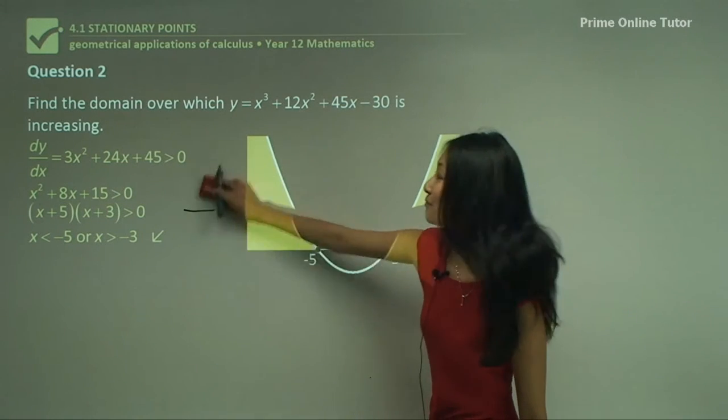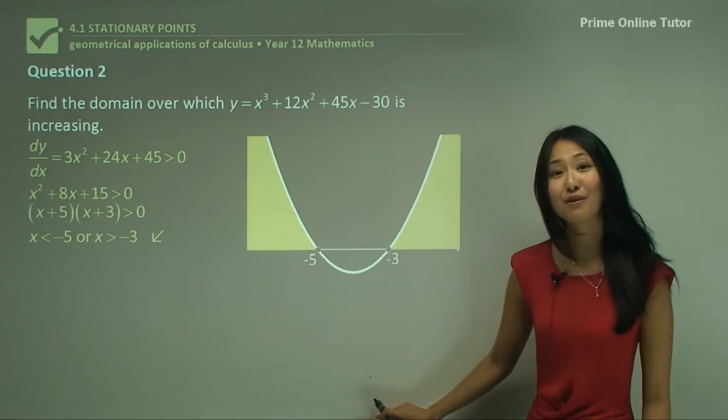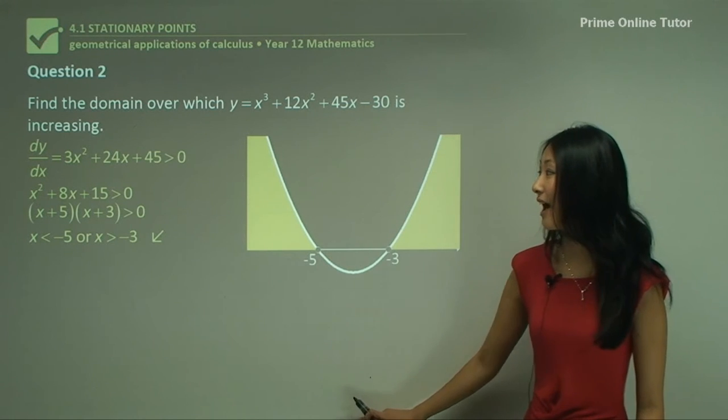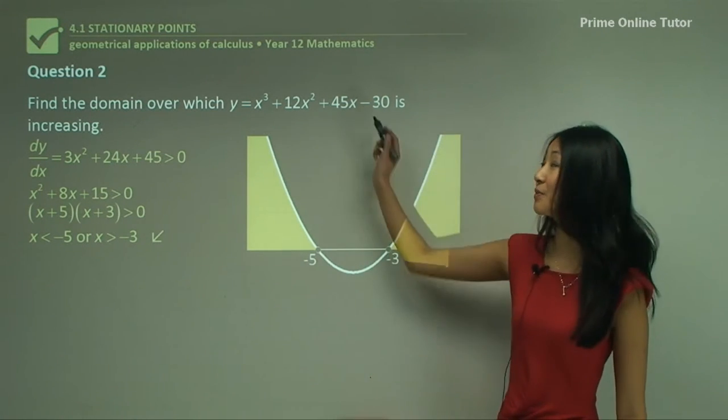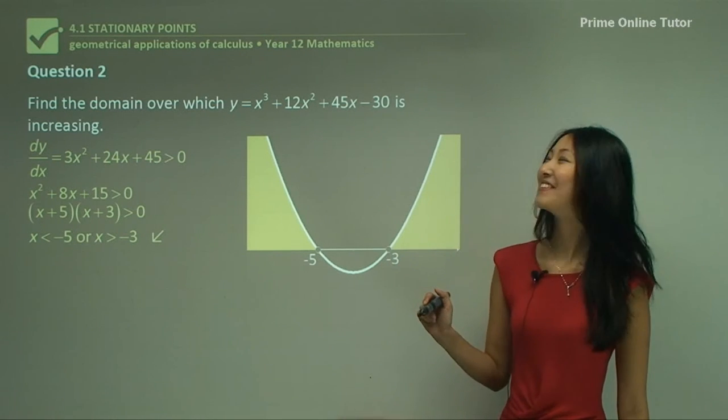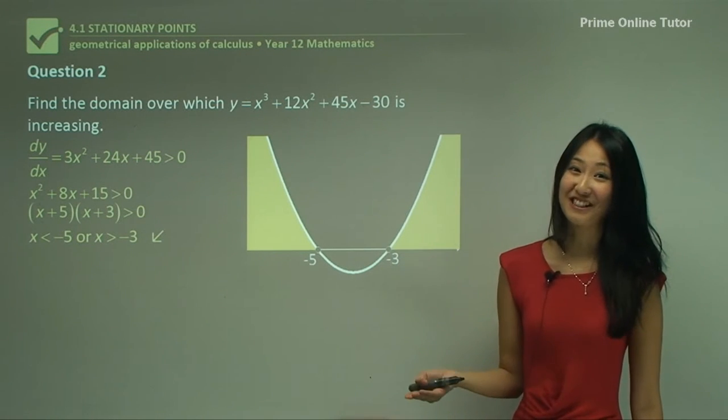Okay, I just want to point out once again that this graph that we've drawn here is just a sketch to help us answer this part of the question. It has nothing at all to do with the original graph itself, okay? All right, so let's move on to question 3 now.